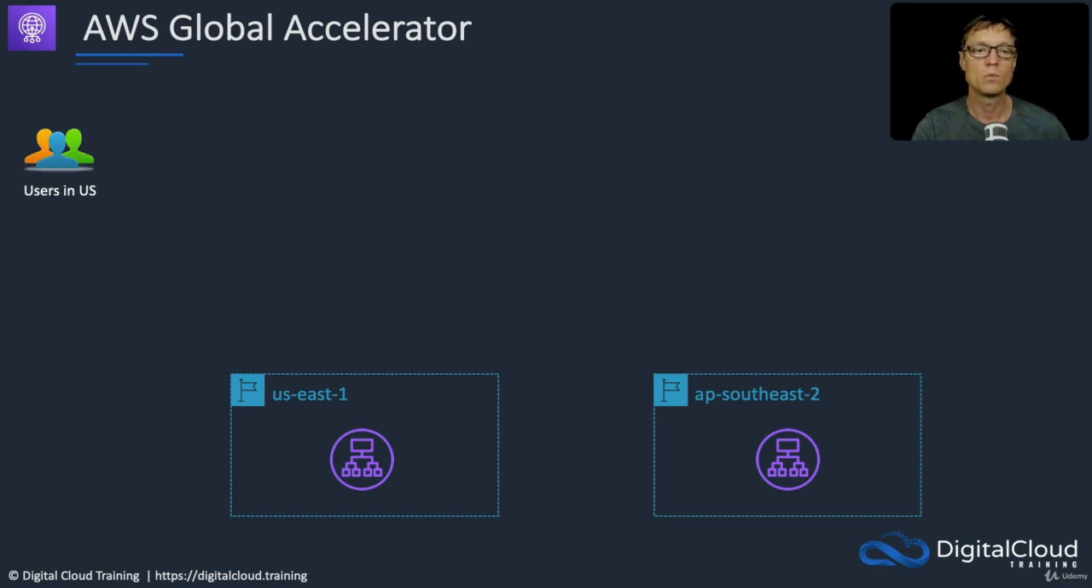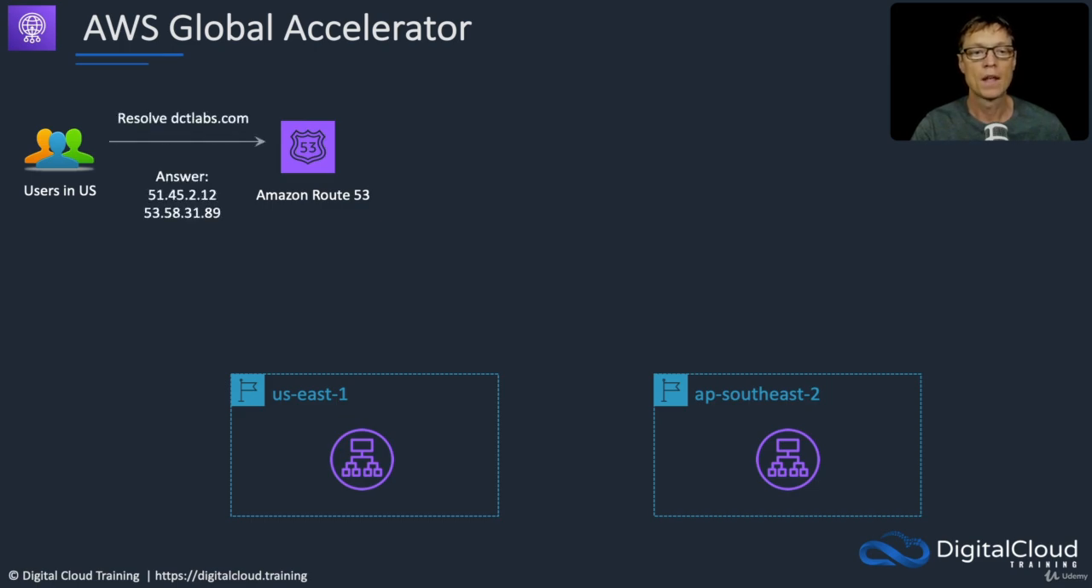So let's say we have some users in the United States. In this case, we're using Amazon Route 53 with an alias record that points to Global Accelerator's endpoint. So the users will resolve, in this case, dctlabs.com, and they get an answer. Now that answer includes two static Anycast IP addresses.